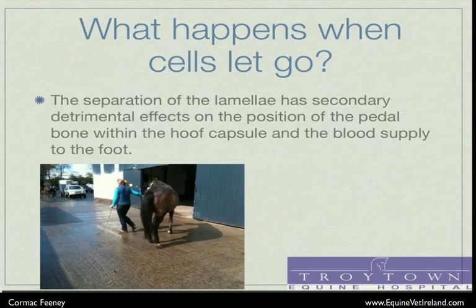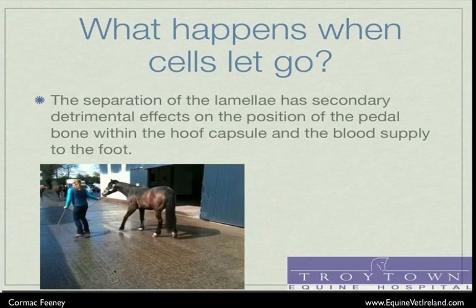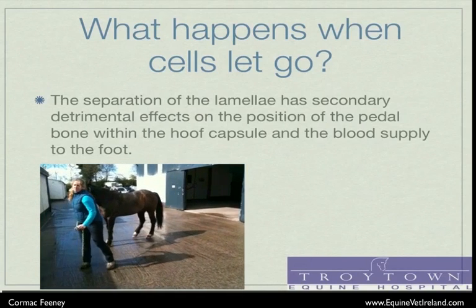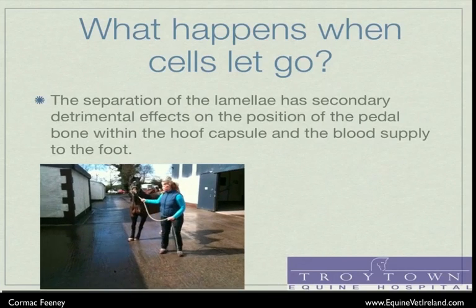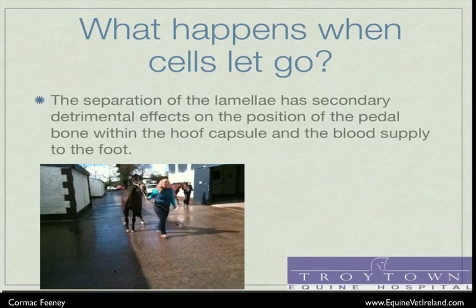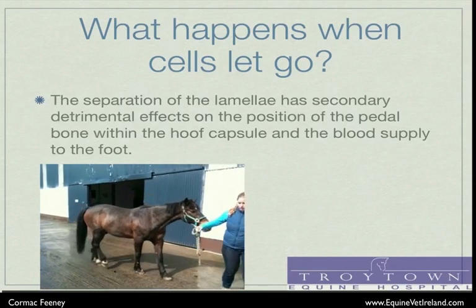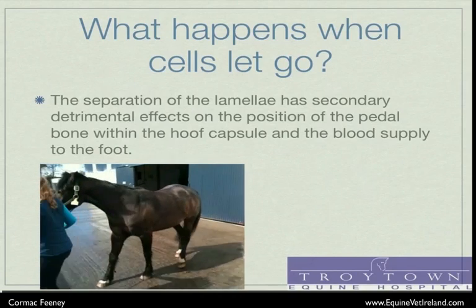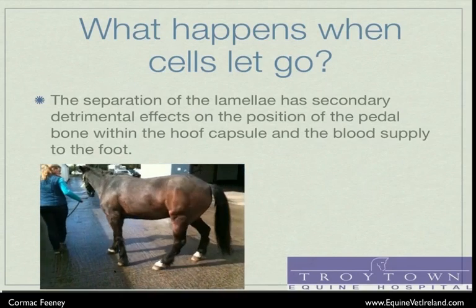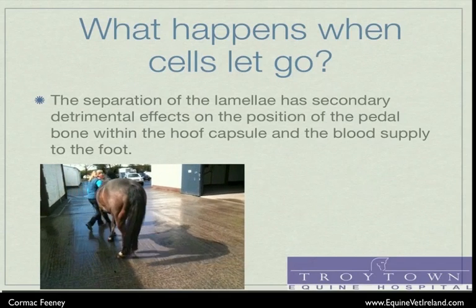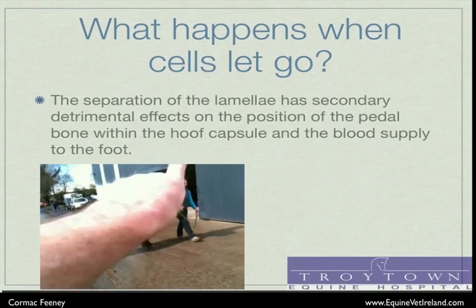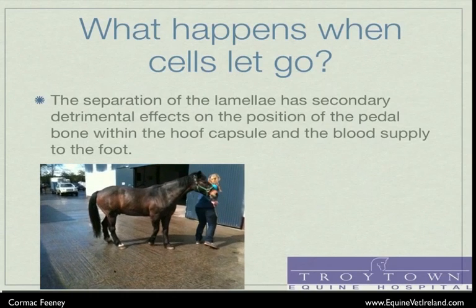The separation which occurs in the laminae due to the laminitis can have secondary knock-on effects. In this pony we see walking around in a circle, quite reluctantly moving because he's painful in both his front feet due to laminitis. But this pony is also suffering from separation of the pedal bone and rotation of the pedal bone within the hoof capsule. This pony will need some therapeutic trimming of the feet and therapeutic shoes in order to lessen the effects that the laminitis has on the hoof capsule.